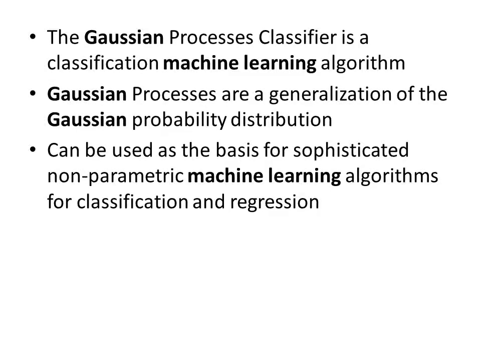The Gaussian process classifier is a classification machine learning algorithm. Gaussian processes are a generalization of the Gaussian probability distribution. They can be used as the basis for sophisticated non-parametric machine learning algorithms. So non-parametric machine learning algorithms use the Gaussian process for classification and regression techniques.